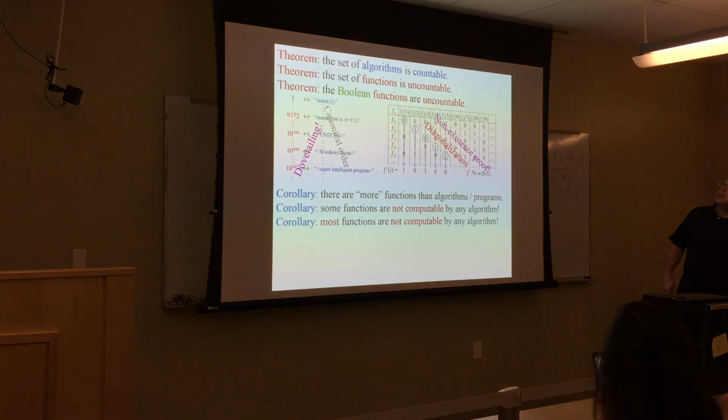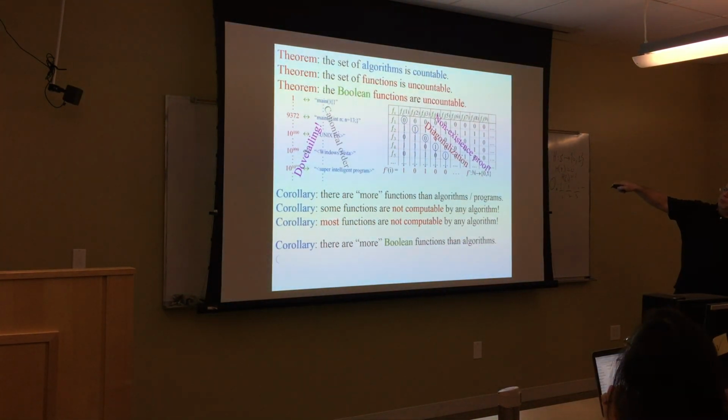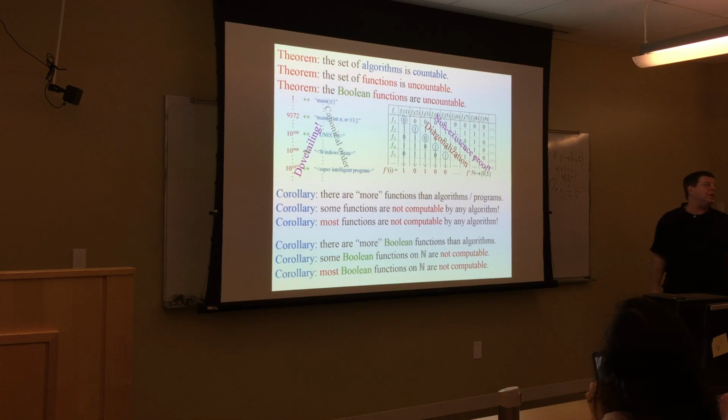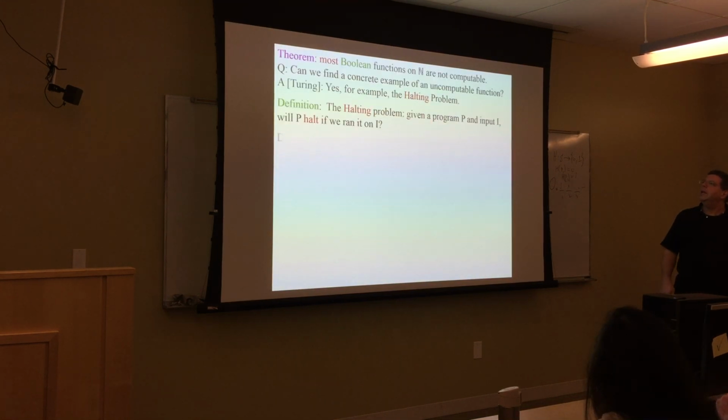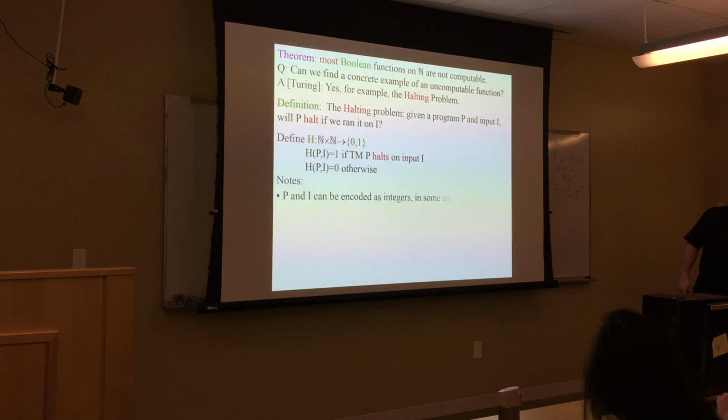Okay. So we showed that the number of programs is countable, the number of Boolean functions is not countable, which means some Boolean functions are not computable. There are no algorithms for them, no matter what. And the halting problem is one of those things.